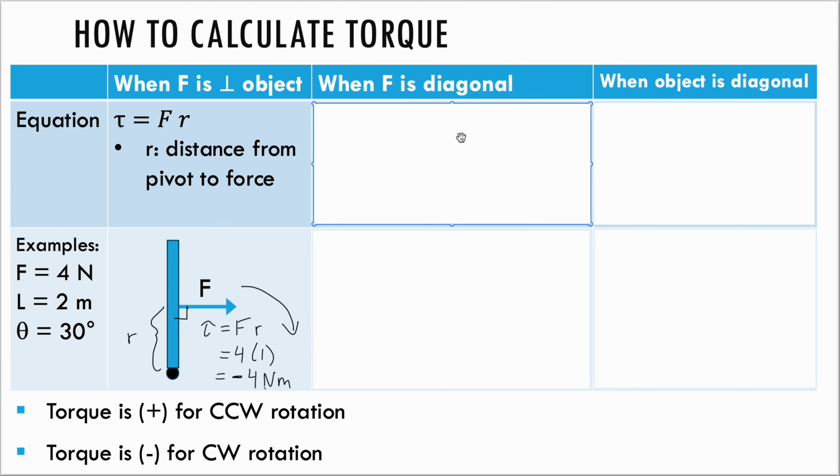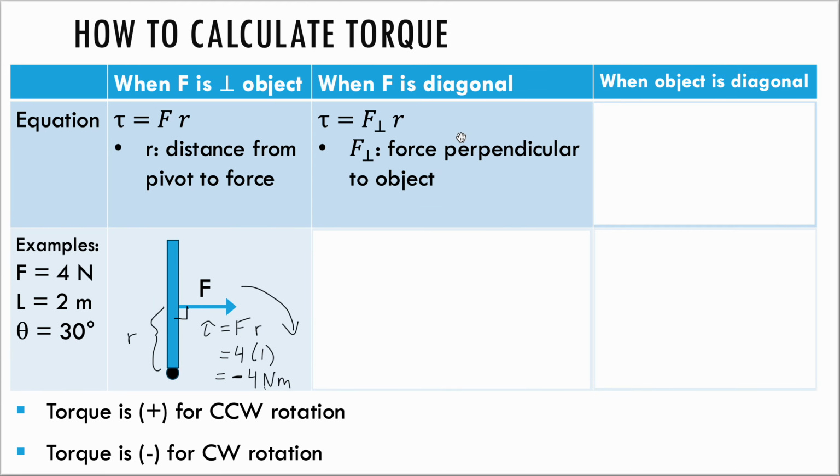Next, when the force is diagonal, I like to use the definition torque equals F perpendicular R, where F perpendicular is the component of the force that's perpendicular to the object. Let's look at an example. Over here, the force is diagonal. So let's draw the component of this force that's perpendicular to the object. I like to draw it right here so that it's still applied at the same location as the original force.